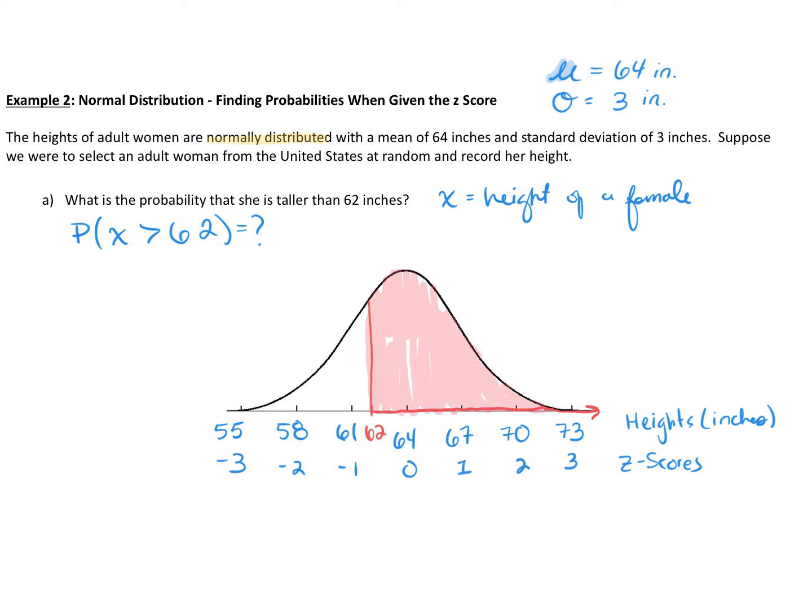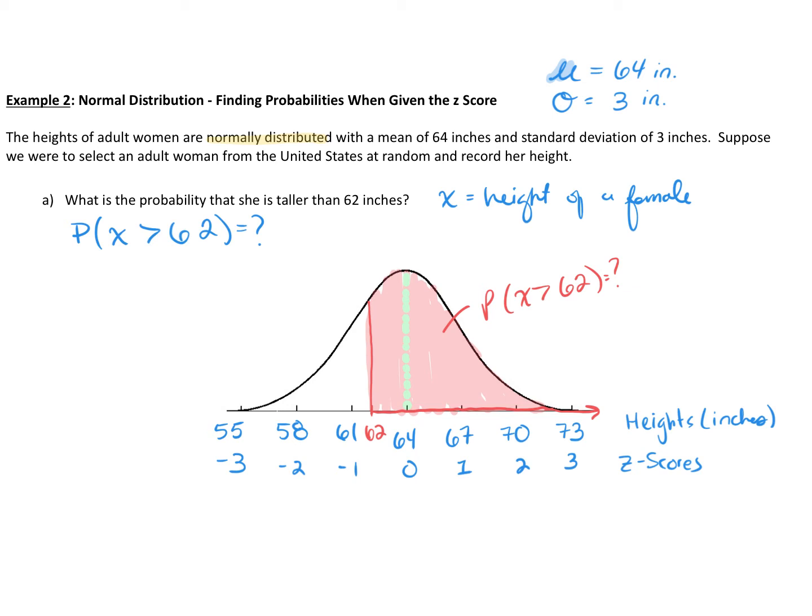Hopefully you can see that we know for sure that that probability is going to be more than 50%, because if I divide my data exactly in half here, you can see that the left half is 50% of the female heights, and then to the right, we'll find the other 50% of female heights. So how are we going to calculate that probability? What is P of X greater than 62? I'm going to show you first how to use the Z table, and then I'll show you how to use your calculator.